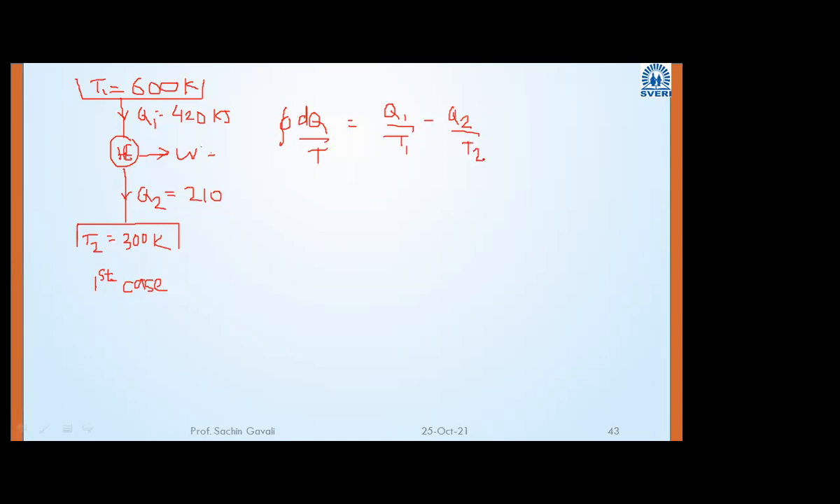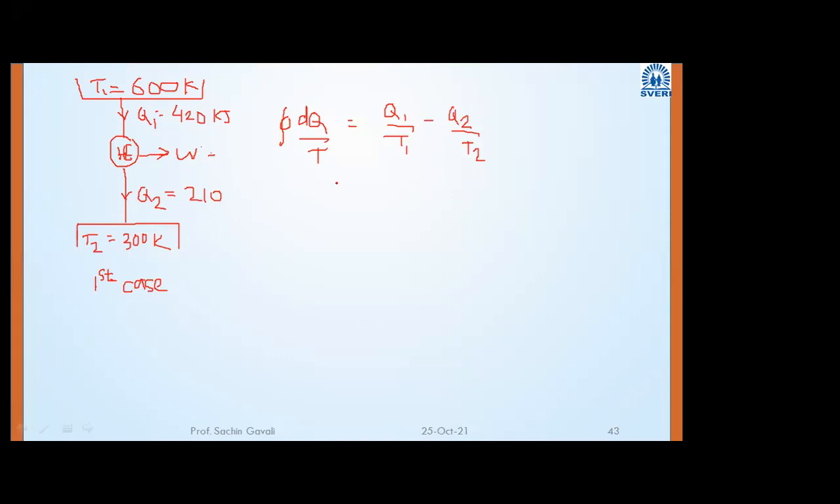In this cycle, two heats are there. One is supplied and one is rejected, and accordingly two temperatures are there. So Q1 divided by T1 is positive because it is heat supplied. And the last one is what? Q2 divided by T2 is negative because it is heat rejected. Okay, and we have to calculate this.